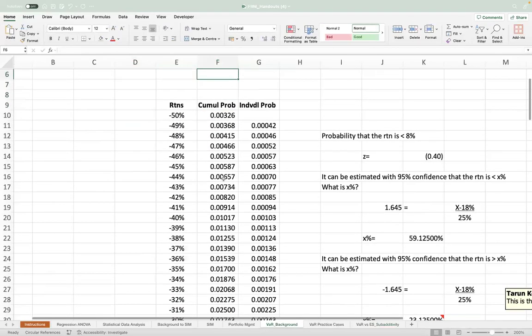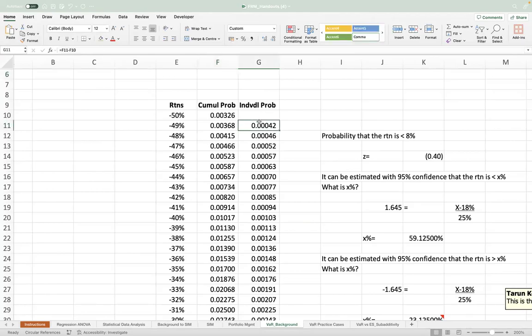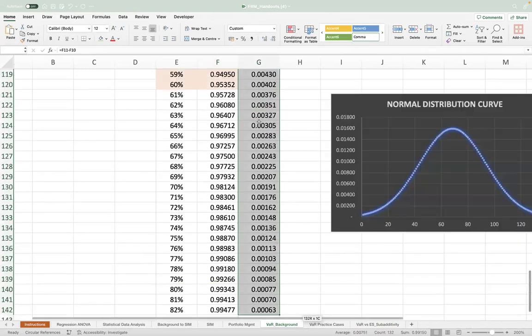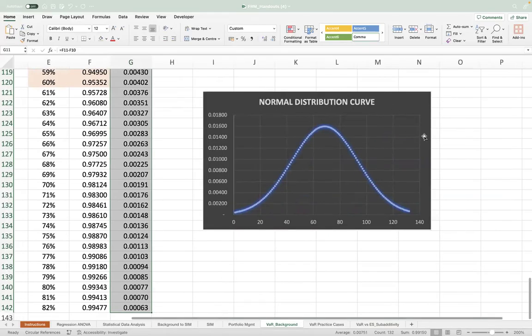And how do I get the individual probabilities from the cumulative probabilities? So suppose चार बच्चों के मार्क्स 40 है, 5 बच्चों के मिला के 48 है, तो पांचवें बच्चे का कितना मार्क्स हुआ? 8. What did you do? Cumulative probability minus the previous cumulative probability. So that's how I get my individual probabilities. Once you get your individual probabilities, I can just select them and create the chart. Now you see this one is an exact normal distribution curve.